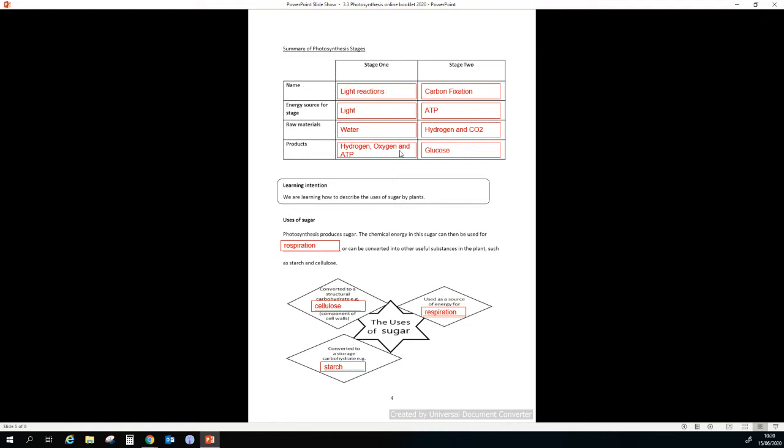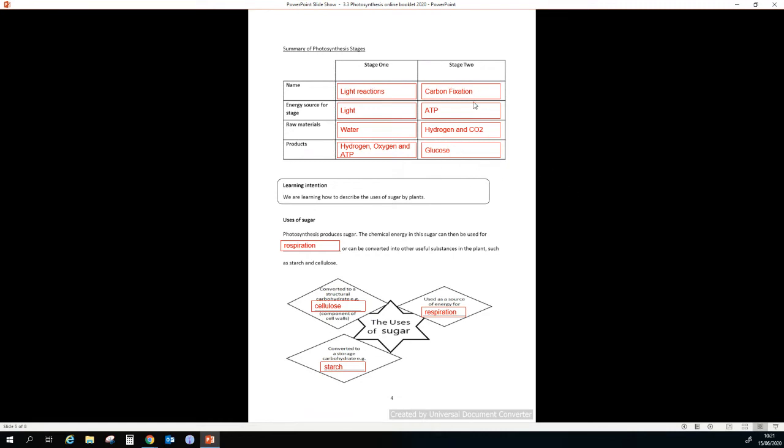So in stage 1, the light reactions, light is our energy source, and it's used to split water into hydrogen and oxygen, but light energy is also used to make ATP from something called ADP and inorganic phosphate, which we'll talk about later. In the second stage, carbon fixation, the energy is from the ATP produced in that first stage. It joins the hydrogen, again produced in the first stage, and CO2 from the air to make glucose.